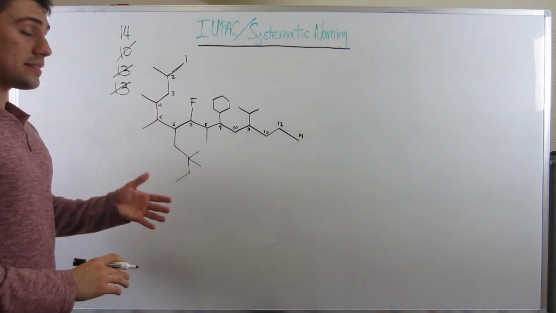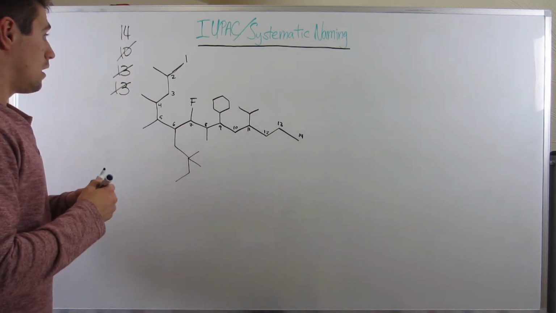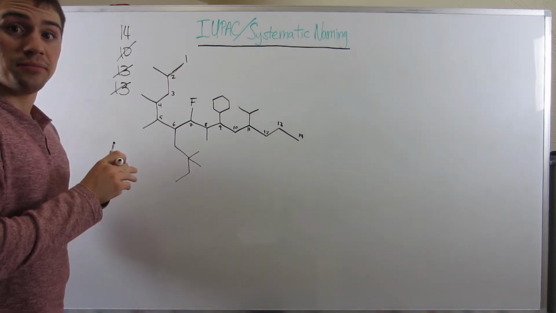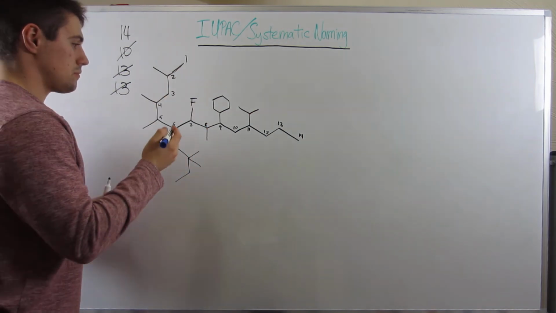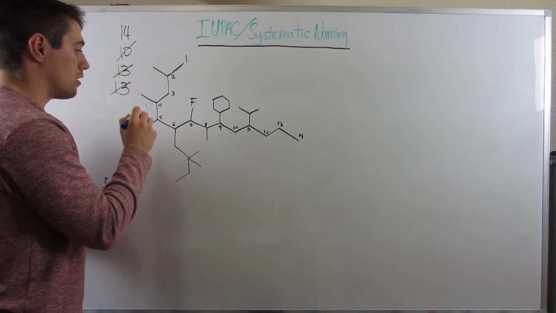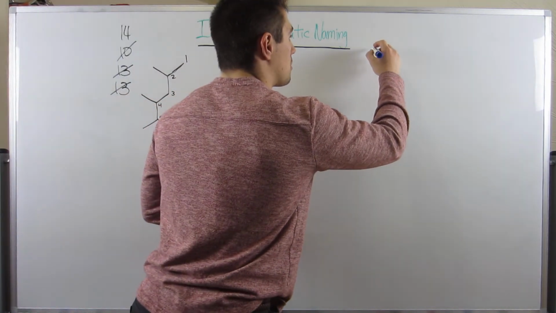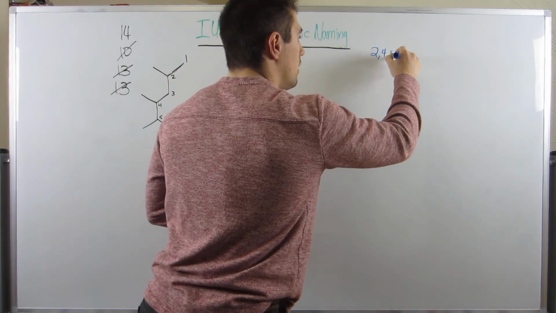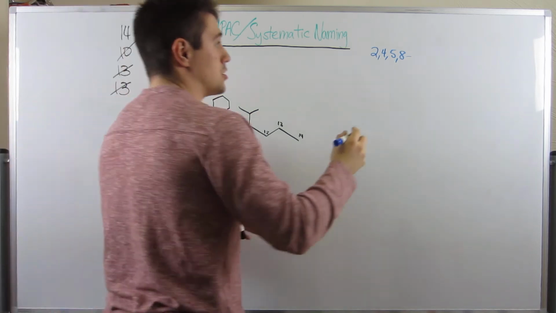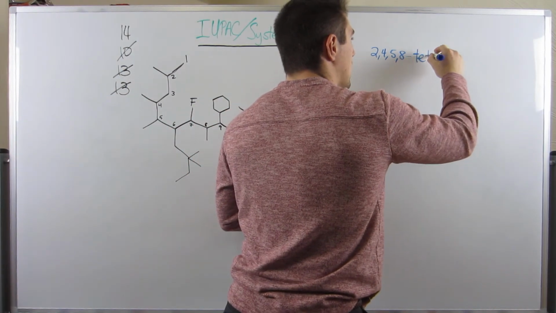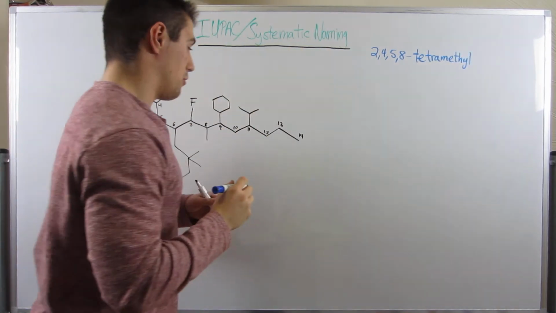Okay, so next step, let's name our branches. Okie dokie, let's go with blue. So at 2, I see a methyl group. So let's see if there's any other ones in the molecule. We got 1 at 2, we got 1 at 4, 1 at 5, and 1 at 8. So over here I'm going to write 2, 4, 5, 8. And the prefix for 4 is tetra. So 2, 4, 5, 8, tetramethyl. Awesome. Knocked out all the methyl groups.